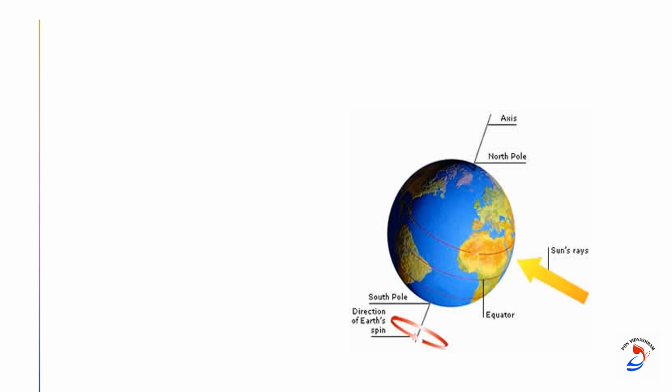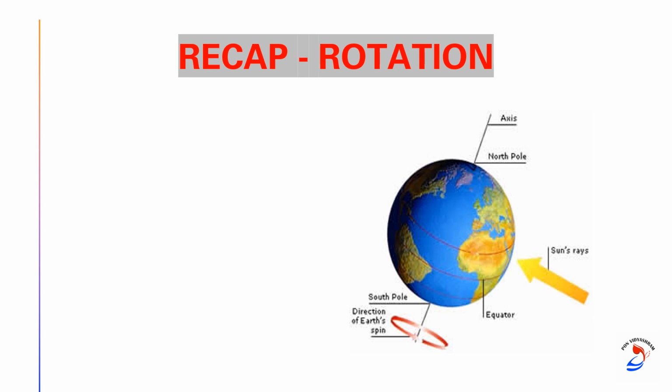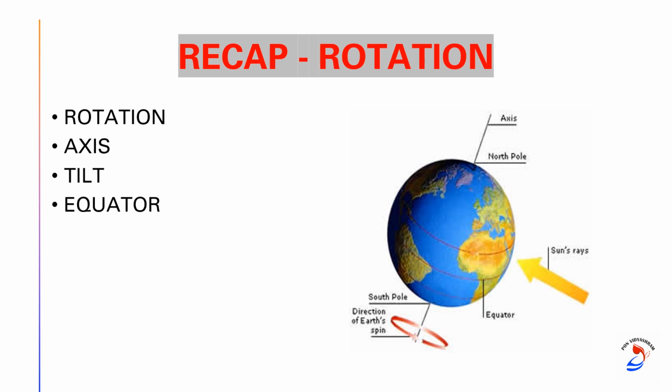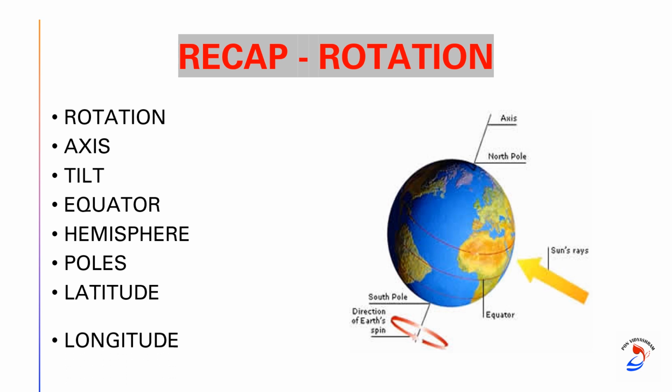Hope you all remember this picture, children. Yes, it's a rotation. So here is a recap of rotation. What we learned in rotation? Rotation, axis, tilt, equator, hemisphere, poles, latitude and longitude. These all we learned in the rotation. I already told you, always keep it in mind: axis, equator, longitude and latitude all are imaginary lines drawn by the geographers.